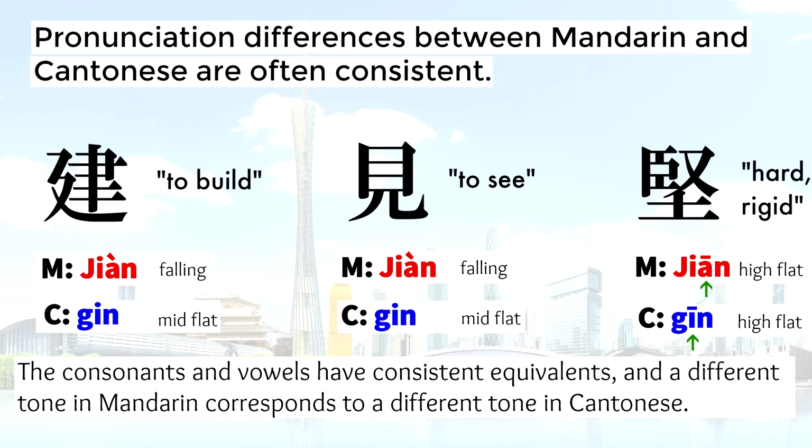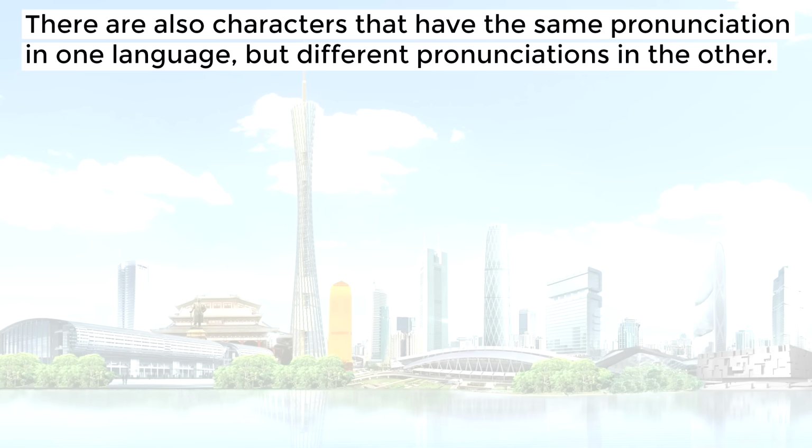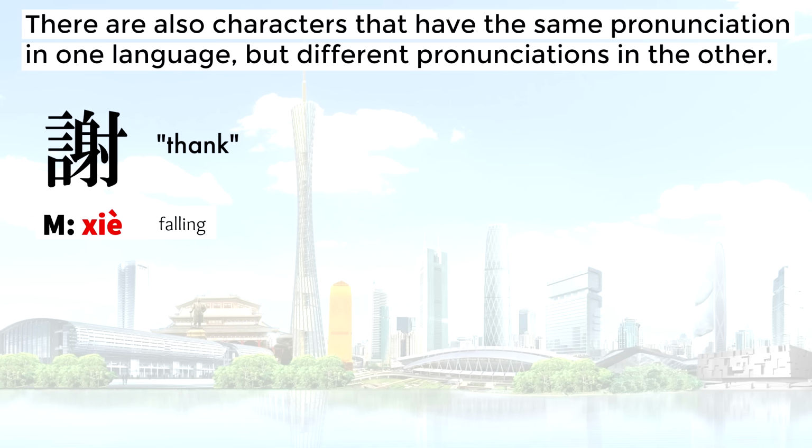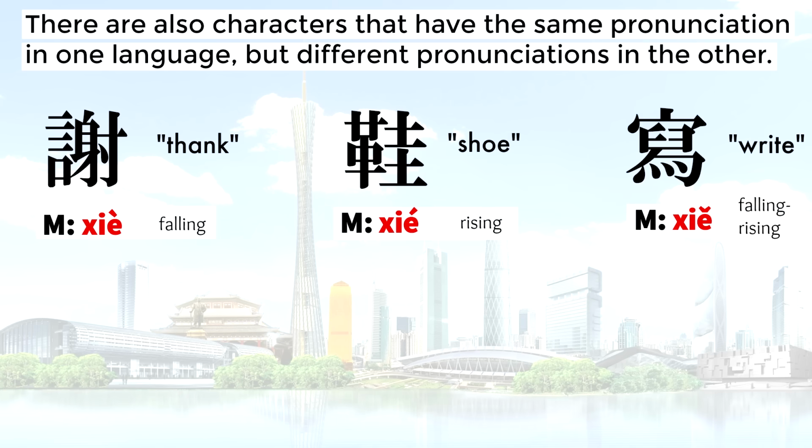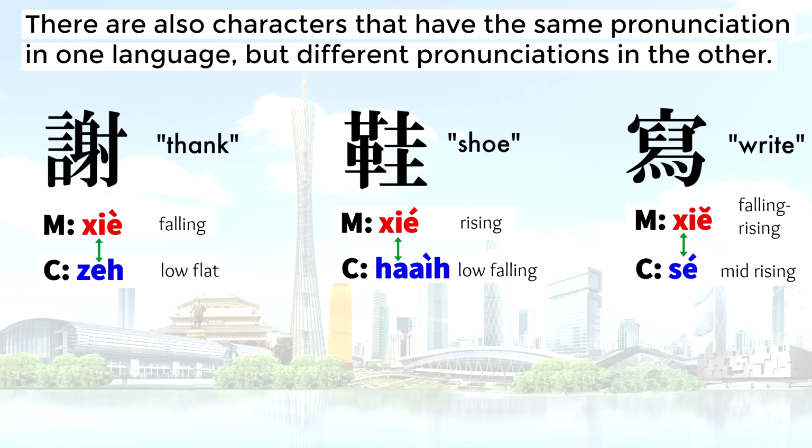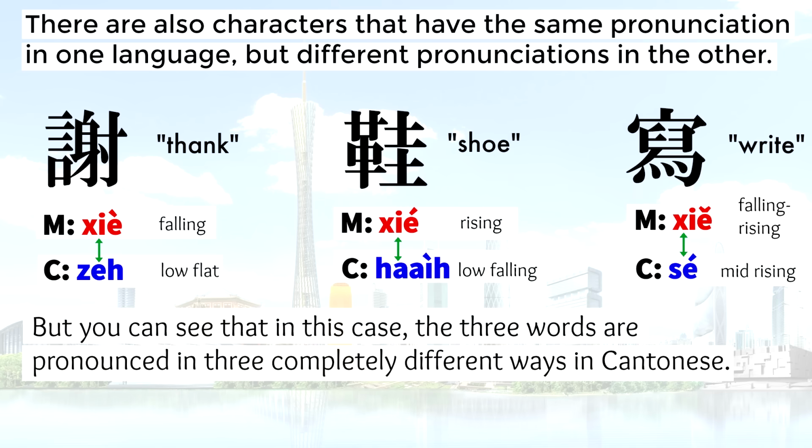But the sounds don't always correspond like this. There are also characters that have the same pronunciation in one language, but different pronunciations in the other. In Mandarin, there's 谢写写 but in Cantonese, they're pronounced 謝係寫. Here we can see that the Mandarin sounds don't consistently correspond with Cantonese sounds. In Mandarin, they're pronounced the same, except for the tones, but the 3 words are pronounced in 3 completely different ways in Cantonese.